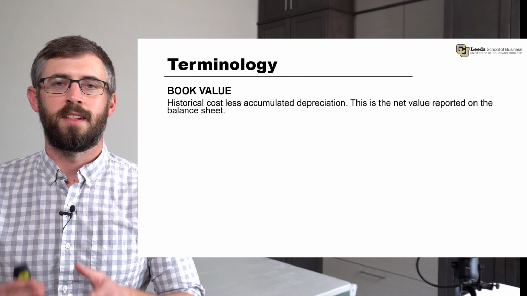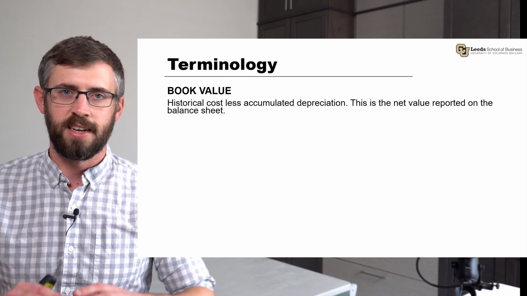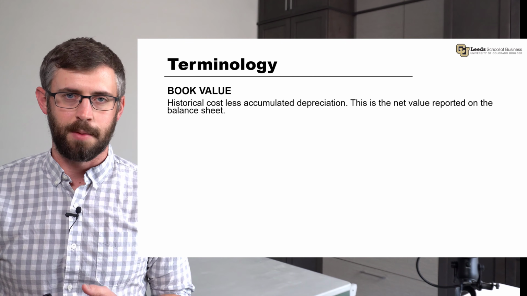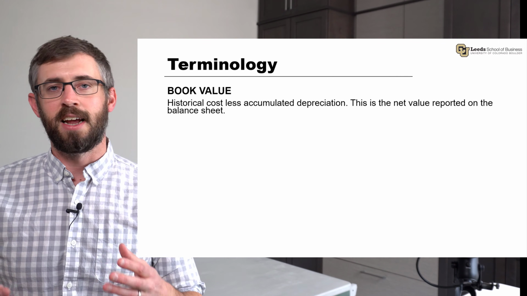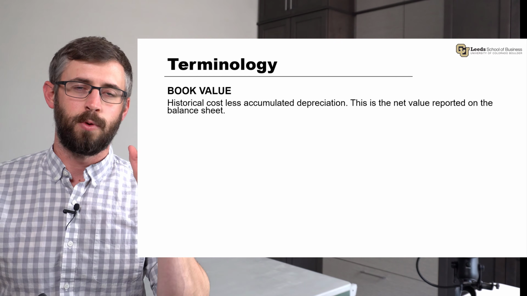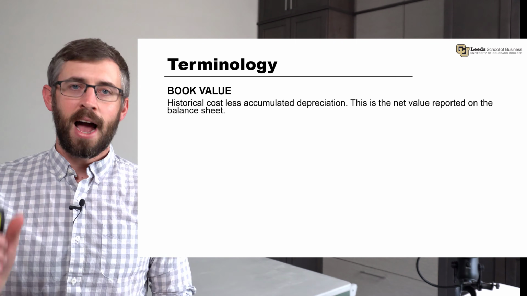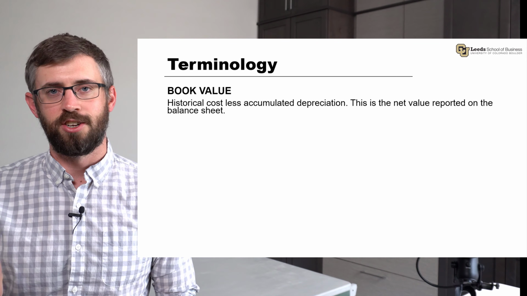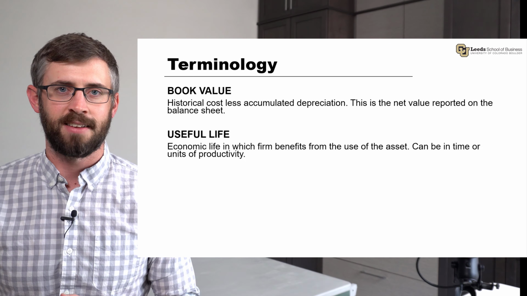So I want to start with a little bit of terminology here, just because there's a lot of new terms. We're going to use them all over the place, so I want to start us off on the same page. If you remember, the book value of an asset is the historical cost, or what we paid for this thing. So that was the amount we originally capitalized in our PP&E account, minus any accumulated depreciation to date. So that is the book value or the net book value of the asset.